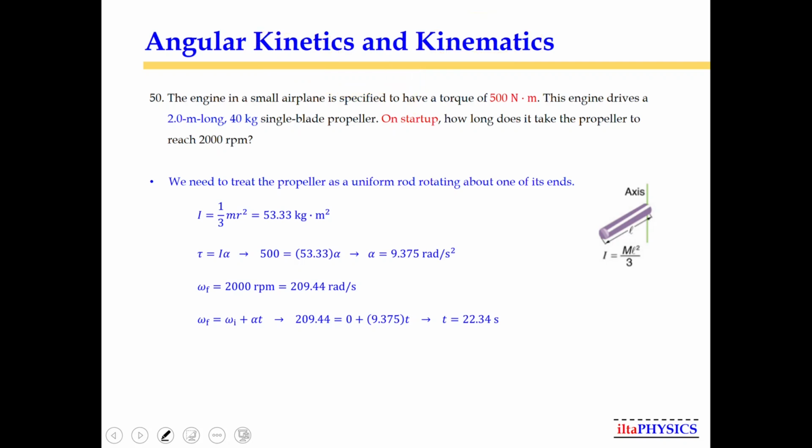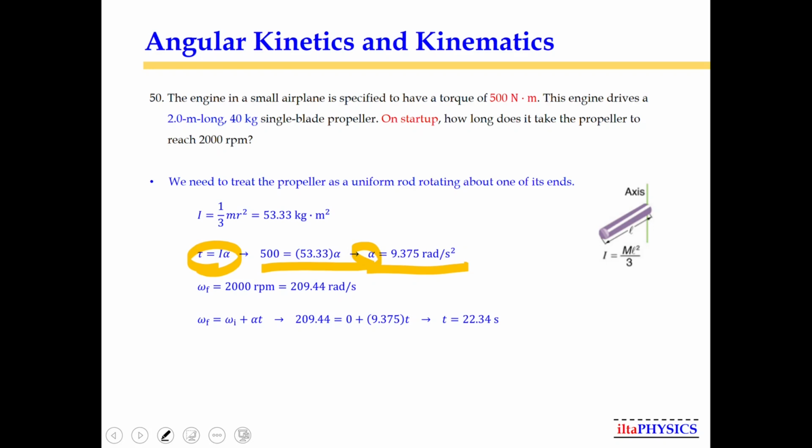First, the propeller can be thought of as rotational motion with one end of a thin rod as the axis, as shown in the picture on the right. Therefore, the moment of inertia can be calculated as 53.33 kg meters squared using the formula. Plugging this value into the torque formula, the angular acceleration becomes 9.375 radian per second squared.